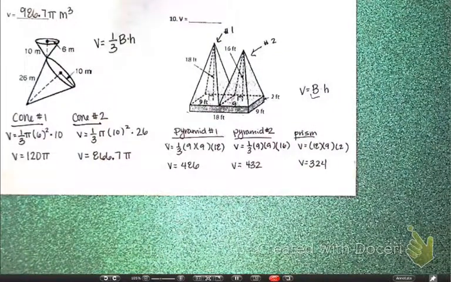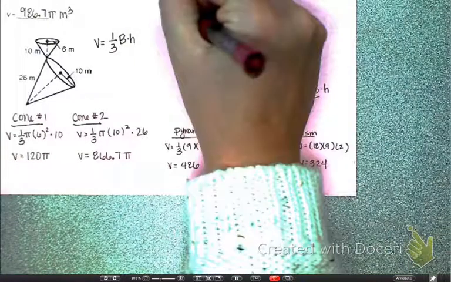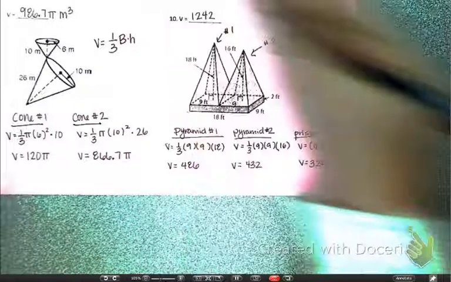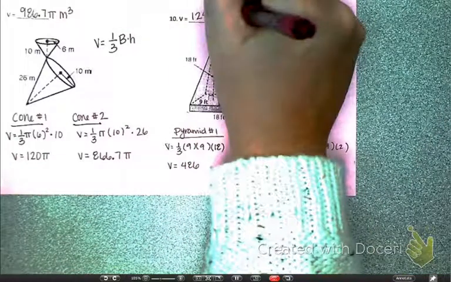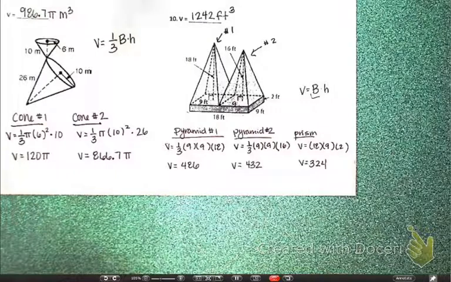Are we okay with all 3 of those? What are we going to do with these? Add them, because all you're doing is stacking them on top of each other. So 486 plus 432 plus 324 gives you 1,242 feet cubed. Any questions, comments, or concerns?